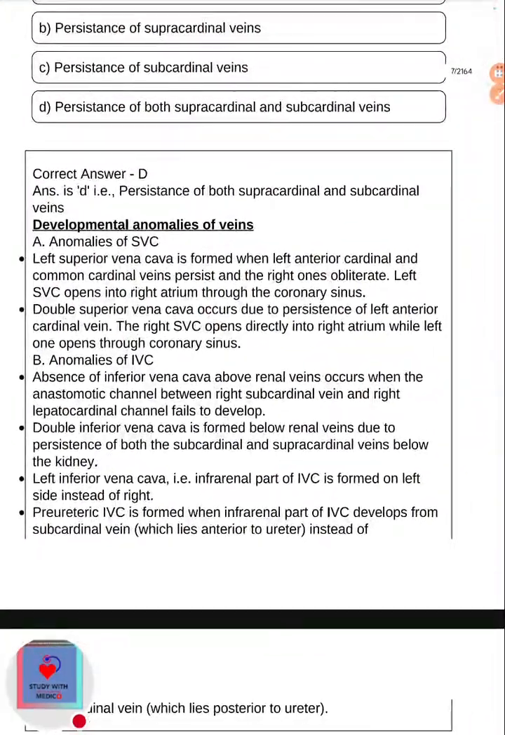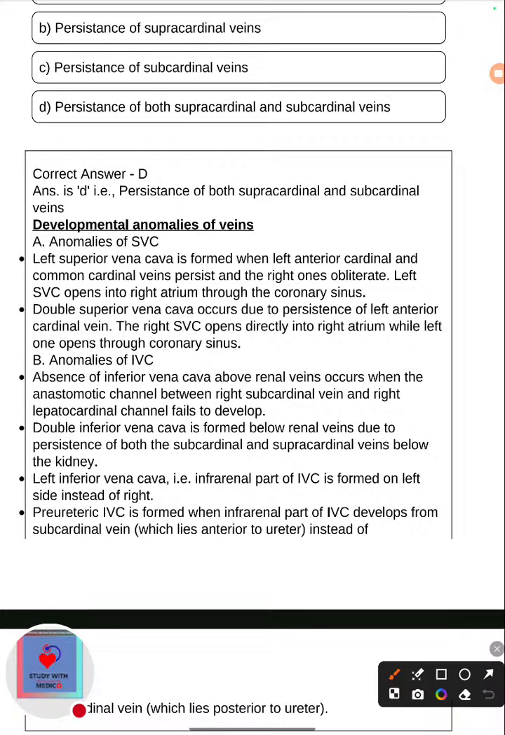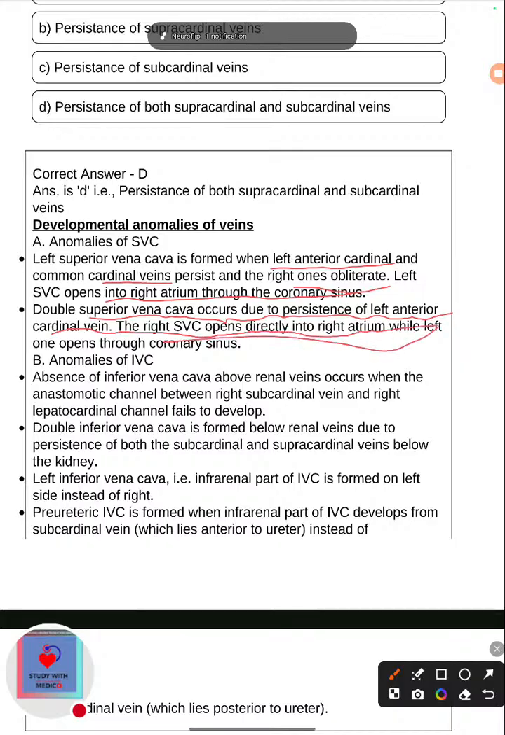So, anomalies of the SVC, let's see, because sometimes questions are asked from these topics. It's better to go through this. The left SVC is formed when the left anterior cardinal and common cardinal veins persist and the right ones obliterate. The left SVC opens into the right atrium via the coronary sinus. Double superior vena cava occurs due to persistence of the left anterior cardinal veins. The right SVC opens directly into the right atrium while the left opens into the coronary sinus.